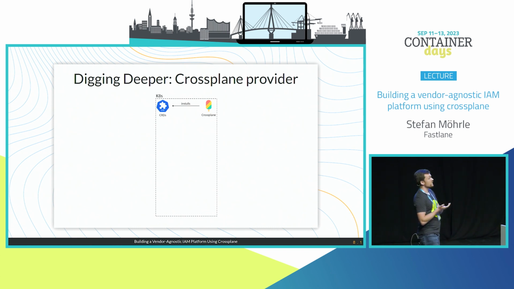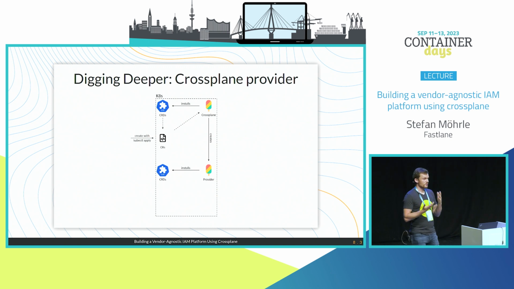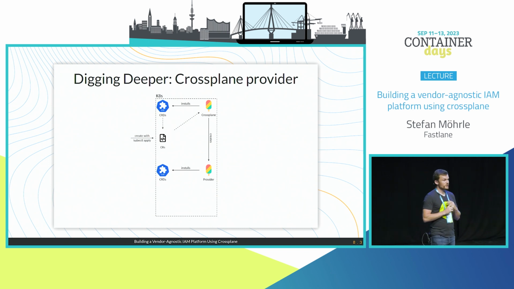So Crossplane installs some custom resource definitions. One of those custom resource definitions is a provider. We are just creating that provider by kubectl apply, and then Crossplane is creating this provider. A provider could be for AWS, for Google Cloud, for Azure, but also for Keycloak or for Grafana or for GitLab and so on.